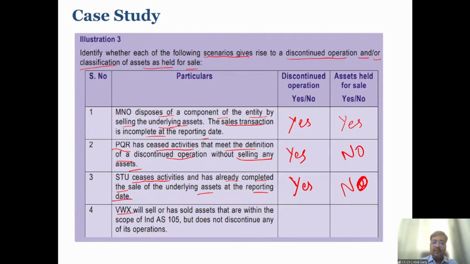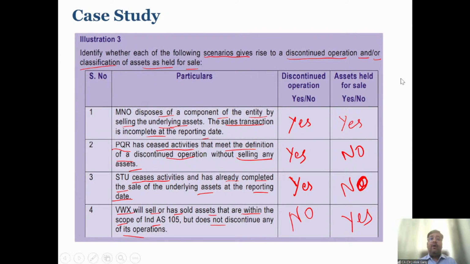VWX will sell or has sold assets that are within the scope of Ind AS 105, but does not discontinue any of its operations. They are selling the asset, but don't want to discontinue any operations. Tata Motors wants to sell the plant and machinery. They want to take new plant and machinery, or sell one of the plant and machinery, but they want to continue that commercial vehicle vertical. So of course, it is not a discontinued operation, but yes, it is held for sale.